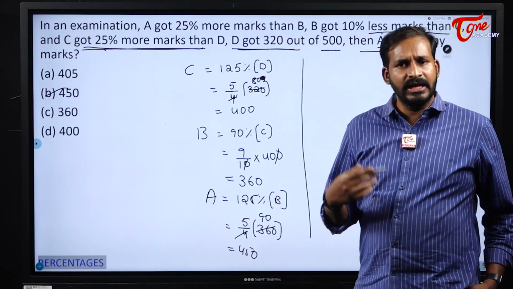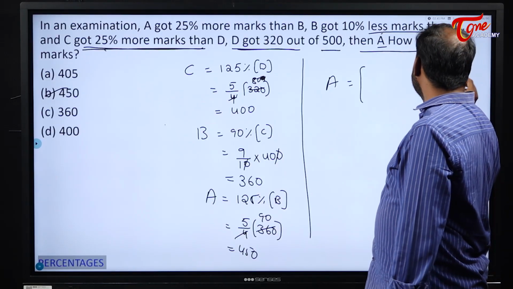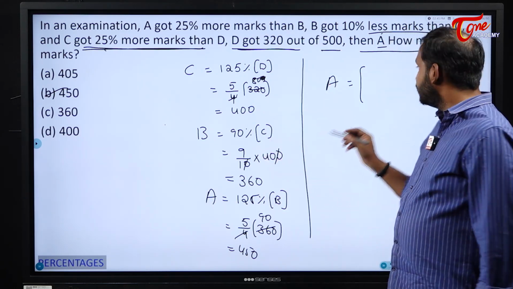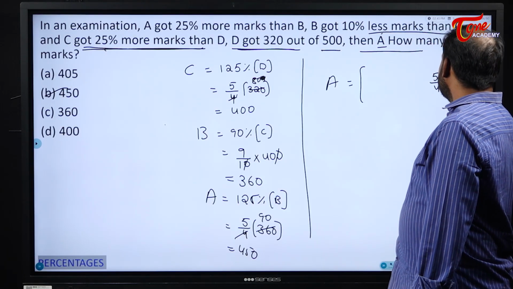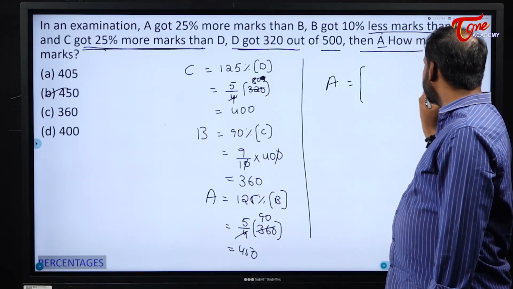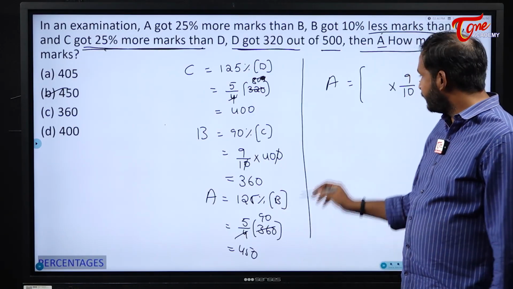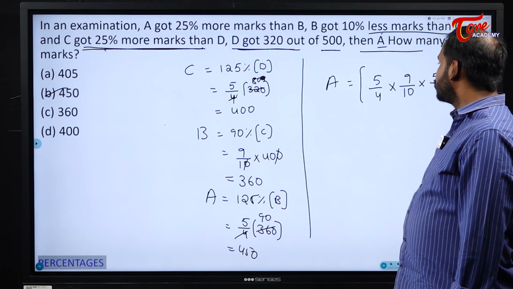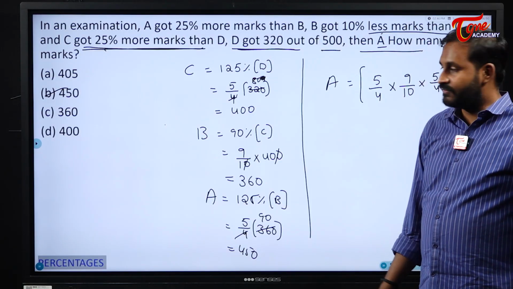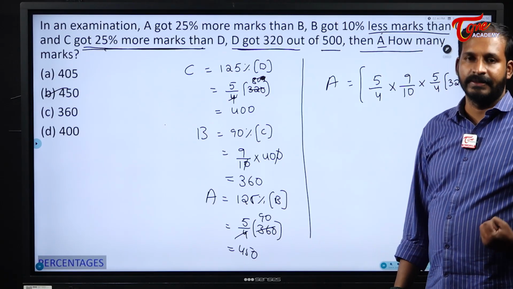But if you go on like this, definitely it will waste our time a lot. But if you are really good or if you do some practice, you can directly write in this manner. A's score is, please observe here, we will come from D, right, in reverse order. C gets 125% of D. That means directly I will write this as 5 by 4 of 320. Okay, good. Next, B gets how much? 90% of C, that means 9 by 10. Next, A gets how much? 125%, right? So 5 by 4. So 5 by 4 into 9 by 10 into 5 by 4 of 320. If you were able to write this line, then definitely you will save a lot of time.